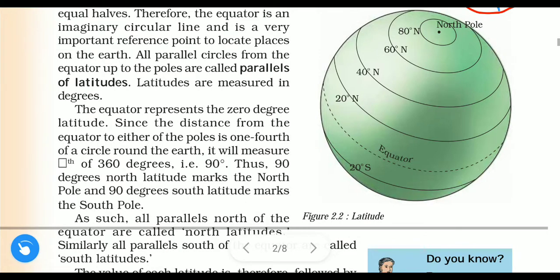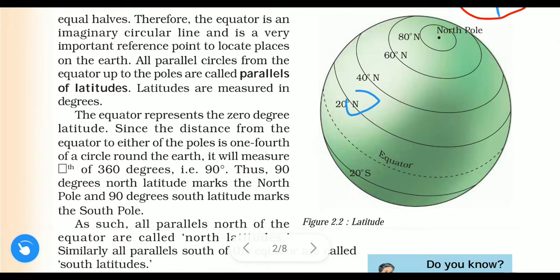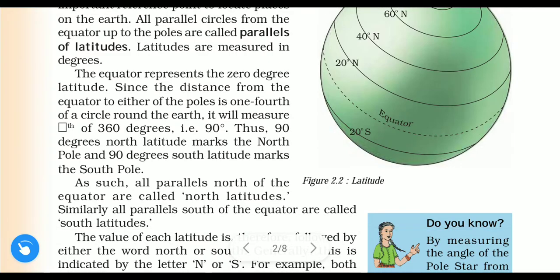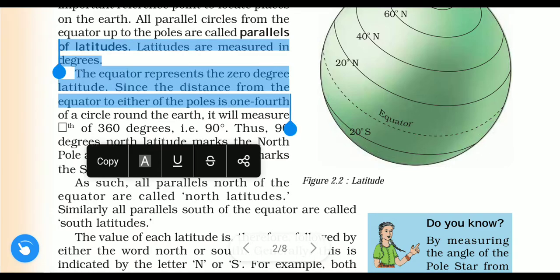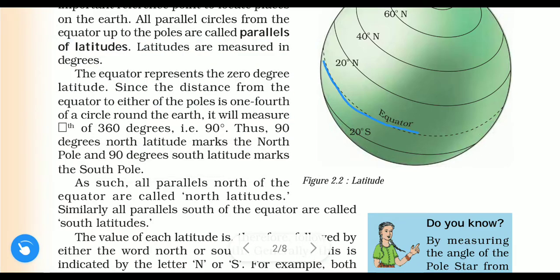Latitudes are measured in degrees. See here, 20 degree, 40 degree from the equator. This latitude is at 20 degree, another latitude is at 40 degree, this one is at 60 degree. The same are there on the other side, below the equator also. The parallel of latitude at 20 degree, below that also likewise. The equator represents the 0 degree latitude, because it is a reference line.